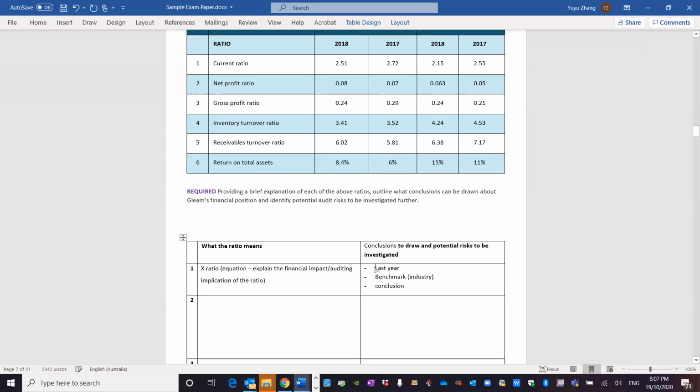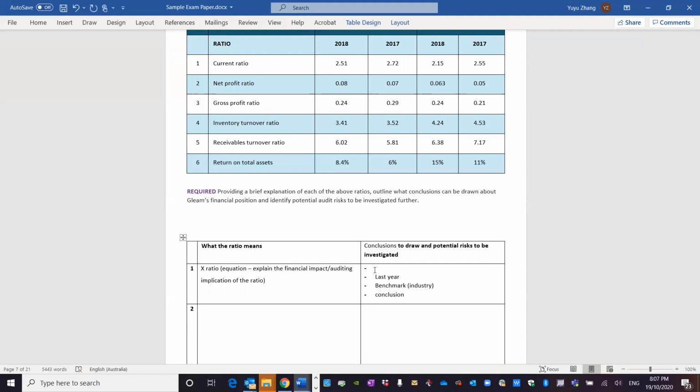And actually, before comparing to the benchmark and last year, you should also explain: by itself, is this ratio good enough or not? Right. So for example, in this company 2.15, which is above the criteria 2, so it looks good. So then you make a conclusion. It is above the benchmark of 2, but lower than industry and also a downward trend.